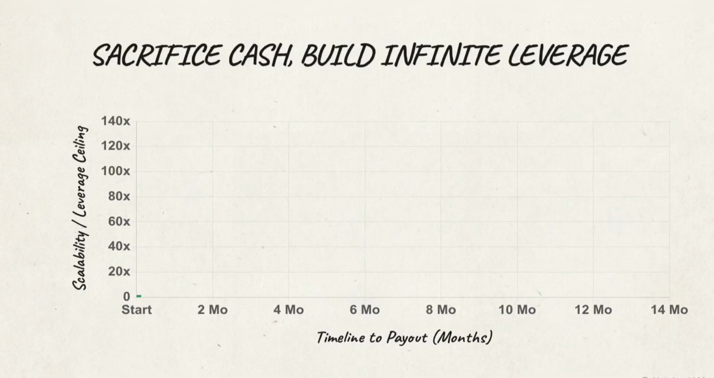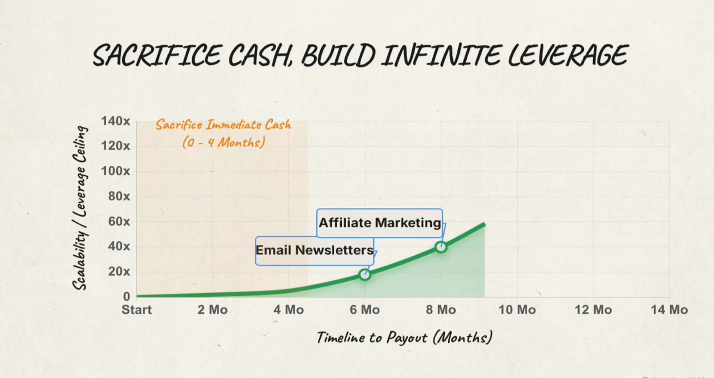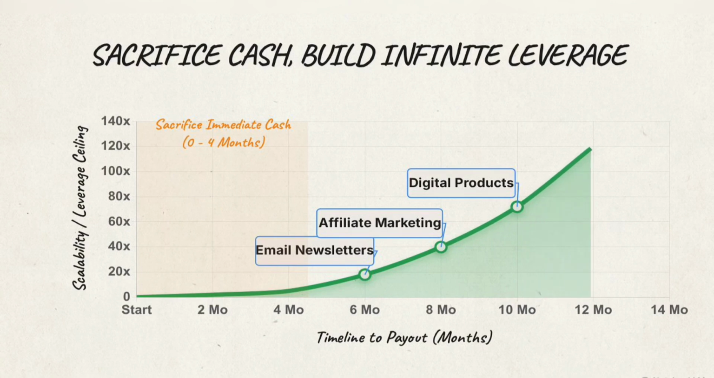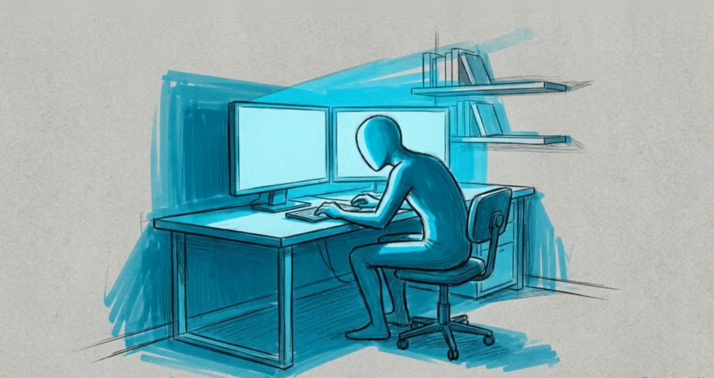Looking at the opposite side of the spectrum, the mechanics completely flip. You deliberately sacrifice immediate cash to build future leverage. YouTube automation, email newsletters, affiliate marketing, and digital products sit here, operating on a delayed timeline with an infinite scalability ceiling. The daily requirement here is 30 to 60 minutes of unpaid creation.